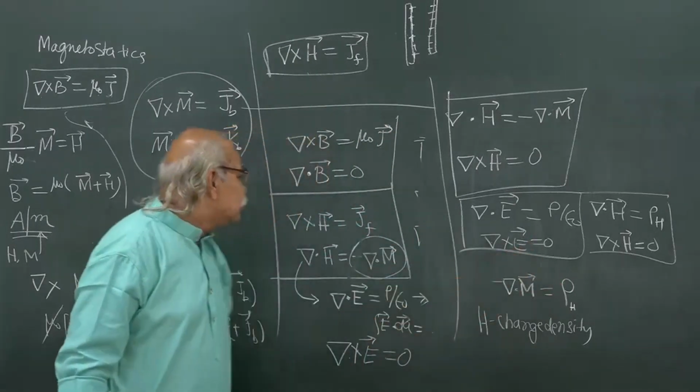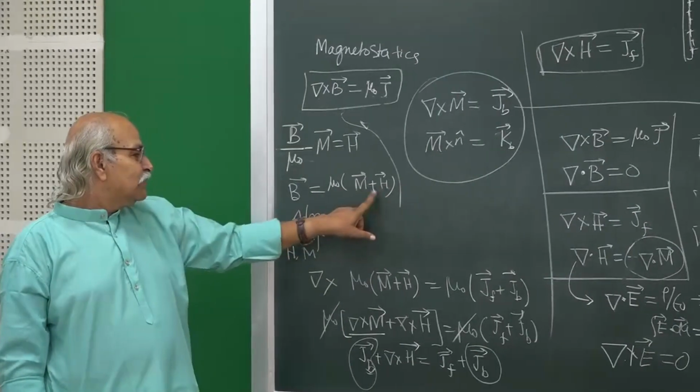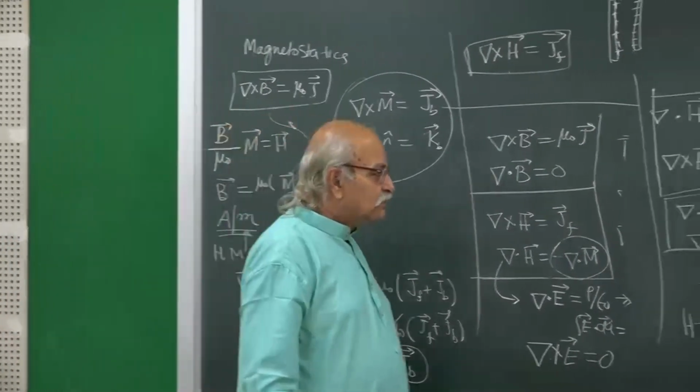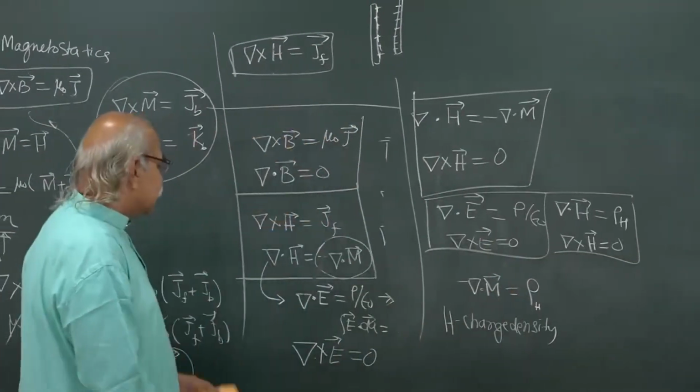And once you get H, then of course you can use this equation. Once you get H, M is known and you can get this B. So, either way you can solve this problem. So, let me show this method for some simple cases.